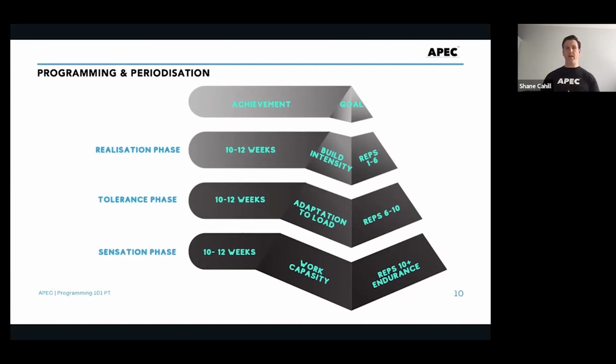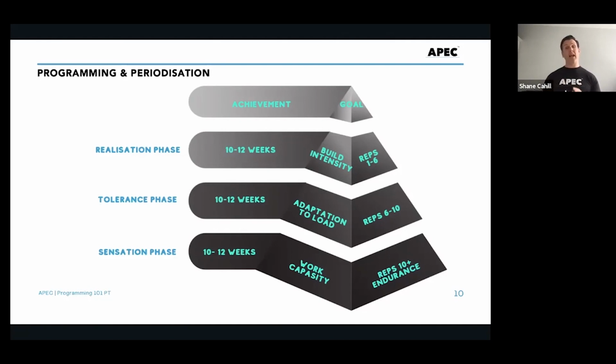So in front of you is a typical or traditional model that we would use when we're bringing personal training clients from the time of inception, when they start working with you, to where they need to go to achieve their goals. The first phase of training that we would put someone through is called a sensation phase. This is where we're trying to expose the client to work capacity through movement.